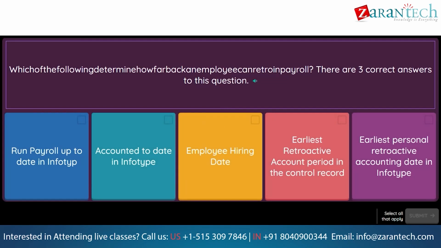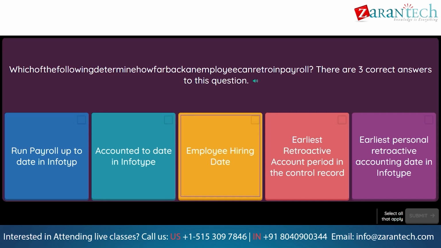Question: Which of the following determine how far back an employee can retro on payroll? There are 3 correct answers to this question. Option 1, run payroll up to date in infotype. Option 2, accounted to date in infotype. Option 3, employee hiring date. Option 4, earliest retroactive account period in the control record. Option 5, earliest personal retroactive accounting date in infotype.